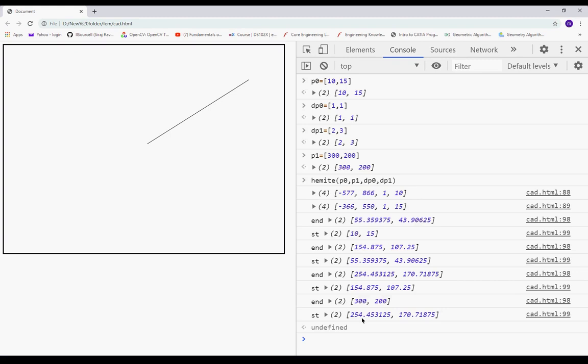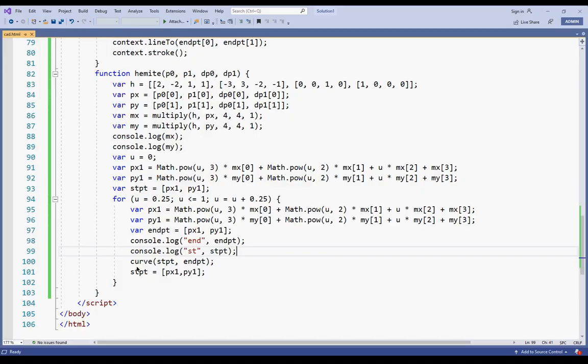So start point will become 254. So the line is coming correctly, but why is it coming as a straight line? That is the problem. Presently, you could just note down these things. Later on I'll find out what the issue is in this case.